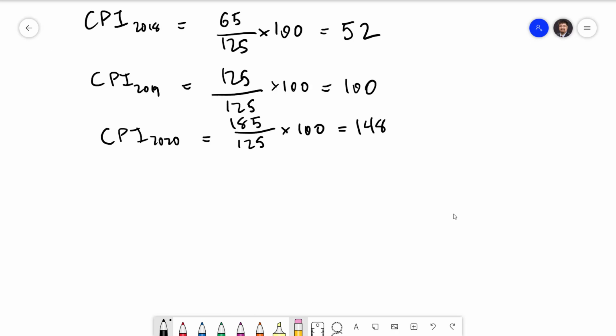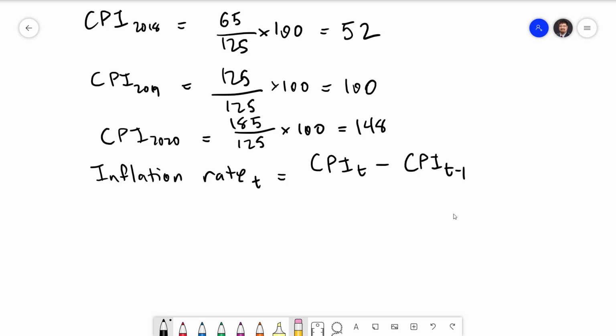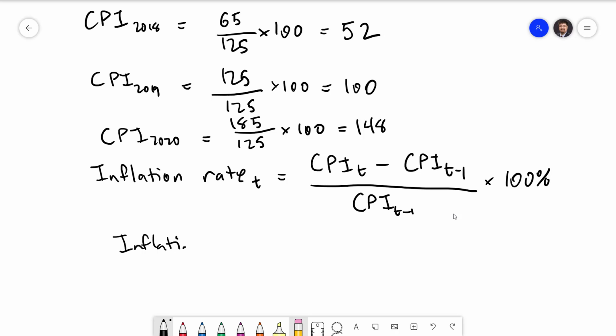As with the GDP deflator, we can use the CPI to calculate inflation rates. We define inflation rate using the CPI very similarly to how we did with the deflator. The inflation rate in time period T, or year T in our case, is the CPI in period T minus the CPI in the previous year, T minus 1, divided by the original CPI in T minus 1, and we'll multiply that by 100%. Again, we cannot calculate an inflation rate for 2018 here because we do not know anything about 2017. So we're going to have to start with calculating the inflation rate for 2019.